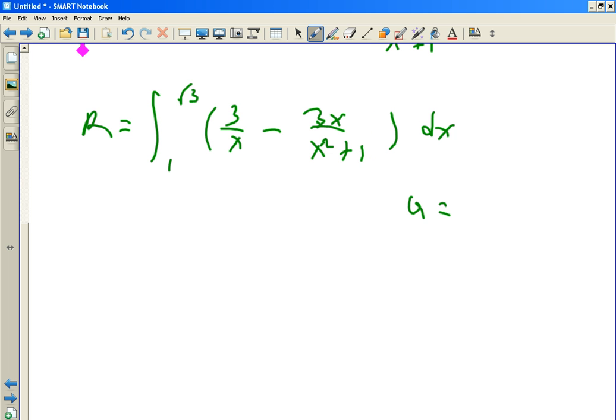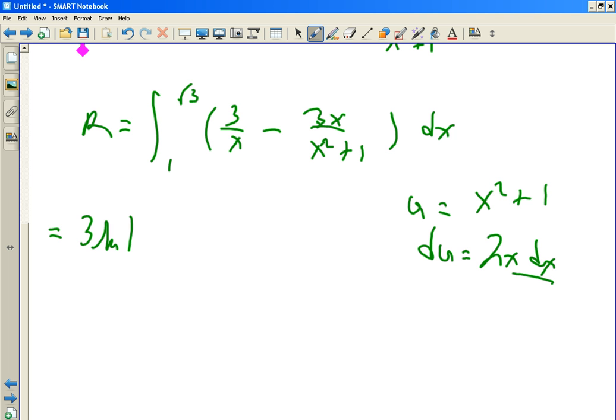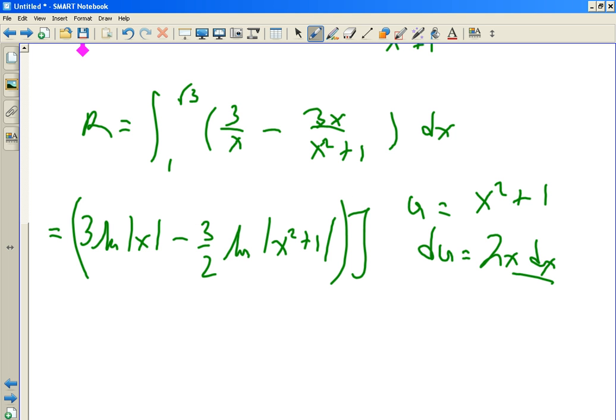Who's u? x squared plus 1. So who's du? 2x dx. So forget the 3 for a minute. I have an x dx. How do I replace x dx? With du over 2, right? All right, so this is equal to 3 ln absolute x minus 3 halves ln absolute x squared plus 1. Is that correct? Are we okay with that? Anyone disagree with that? I didn't write any u stuff. You could do that part in your head, can't you?